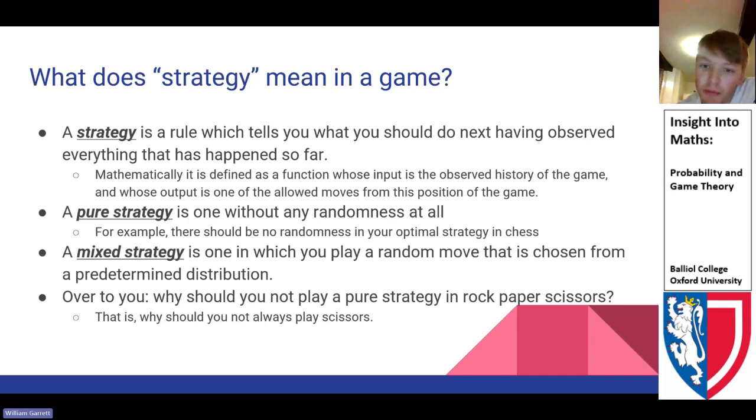What we would mean by a pure strategy is something like always say rock. So it's a strategy that has no randomness in it at all. And what we'd mean by a mixed strategy is that what you're going to say is random each time. So your strategy could be something like 40% of the time I'm going to say rock, 30% of the time I'm going to say paper, and 30% of the time I'm going to say scissors.